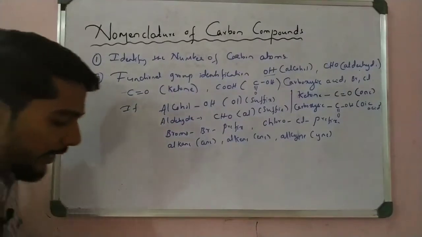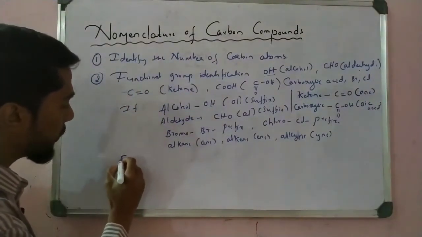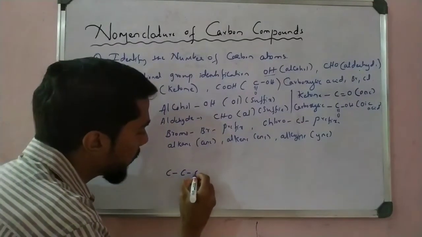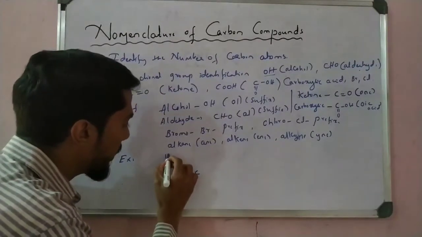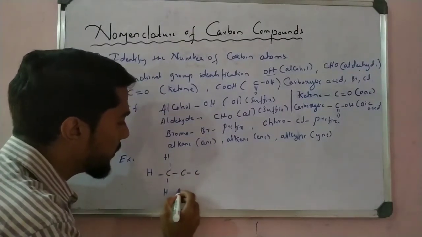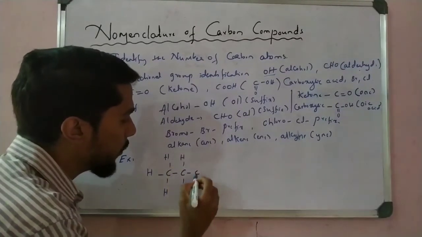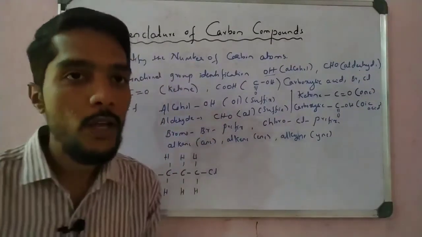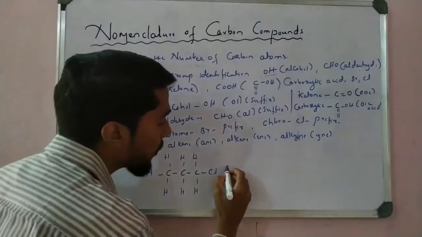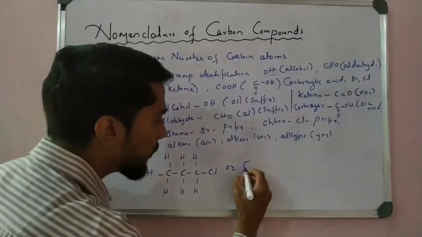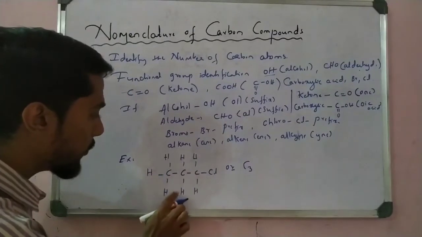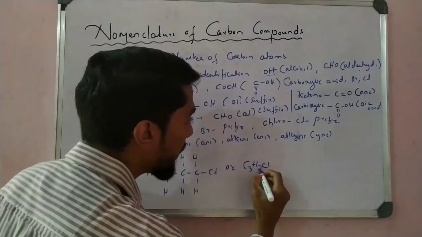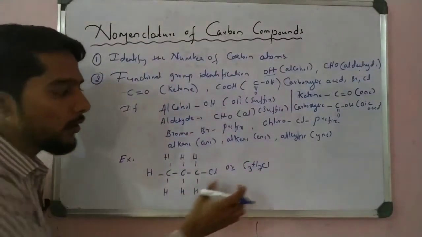See here, one compound I take as an example. One carbon, and here H is attached, here also H, and here Cl. Let us try to name this compound. Sometimes this compound is also written like that: C3H7Cl. Both are the same, this type or that type can be given.